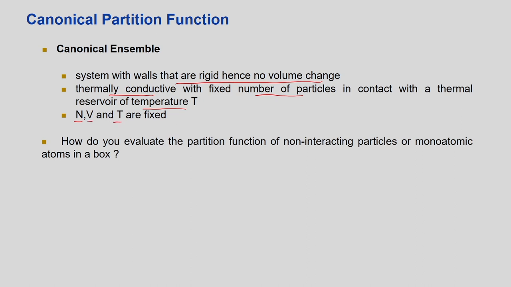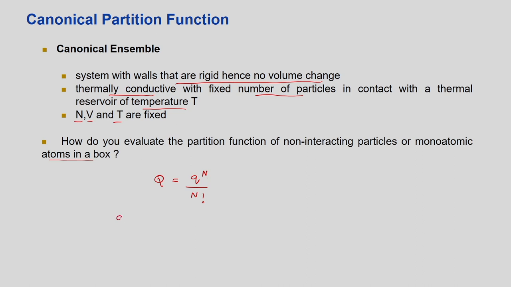Now the question we have to ask is, how do you evaluate the partition function if I have non-interacting particles or monoatomic atoms in a box? If within that box you have a number of monoatomic gas atoms, how do you evaluate the partition function? Just to recall what we studied in the previous lecture, for similar atoms that are indistinguishable, the following expression holds true, where Q is the single particle or single atom partition function raised to the power of the number of particles.